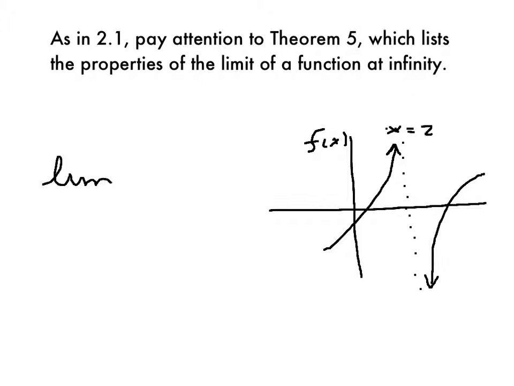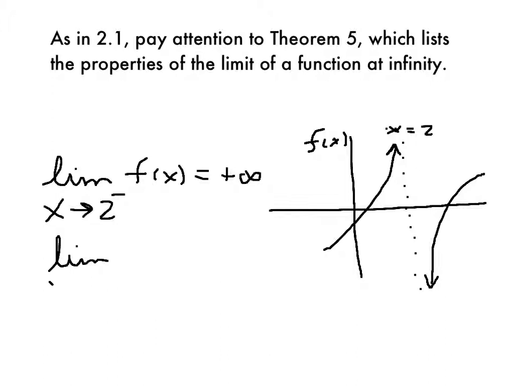In particular, the limit as x approaches 2 from the left of f of x can be written as positive infinity, and the limit as x approaches 2 from the right of f of x can be written as minus infinity. It's also correct to say that neither one of these limits exist, but when we say that a limit is equal to infinity, it gives us some sense of how the function is behaving.